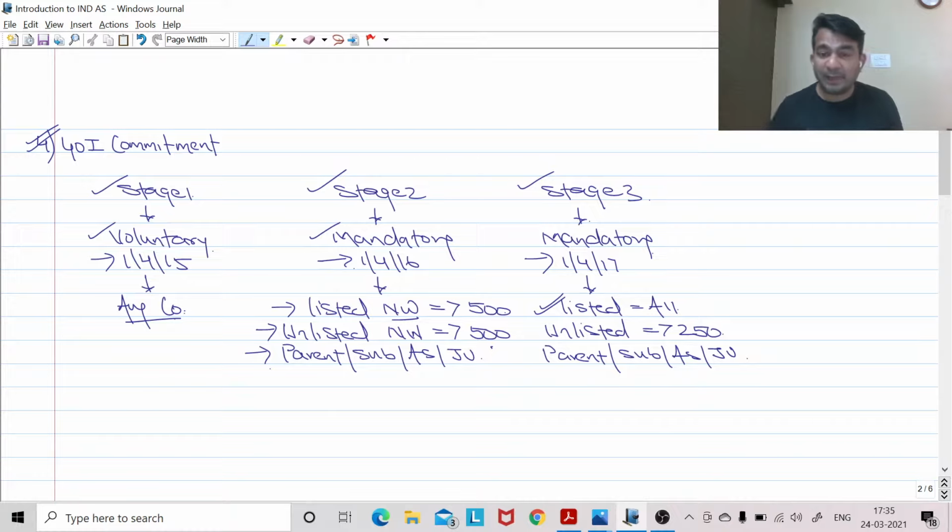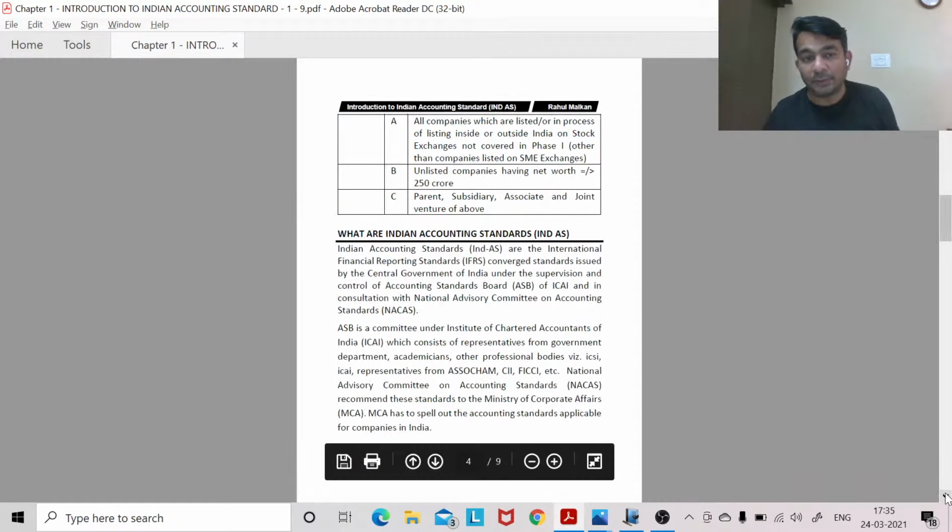Let's go on, guys, then we had unlisted company which is equal to or more than 250 crore. And finally, guys, we have a parent company, subsidiary company, associate, and JV. So, guys, Government of India's commitment came at three stages. Stage one for 2015. Any company can follow. Stage two, 1/4/2016. Listed company net worth equal to or more than 500. Unlisted company net worth equal to or more than 500. Parent, joint venture, subsidiary, associate. Stage three, 1/4/2017, mandatory, all listed companies, unlisted, net worth equal to or more than 250, parent, subsidiary, associate, and JV. Are we exactly clear with that?